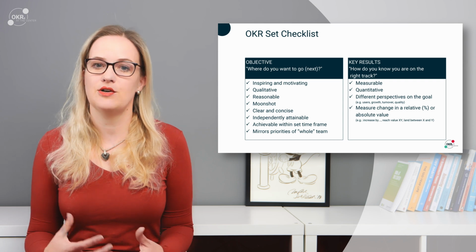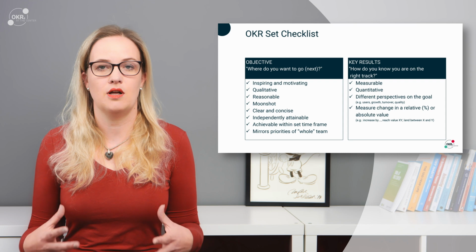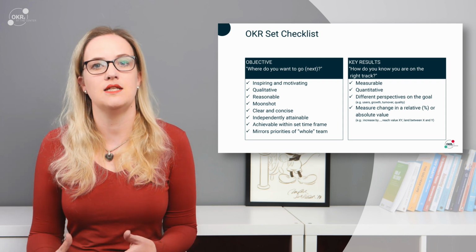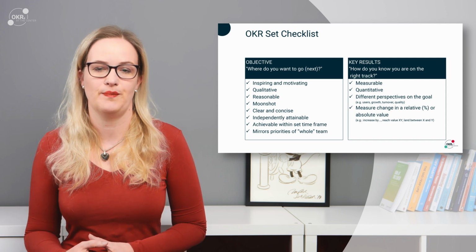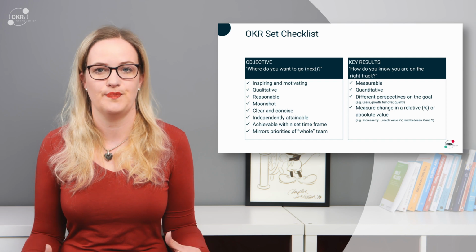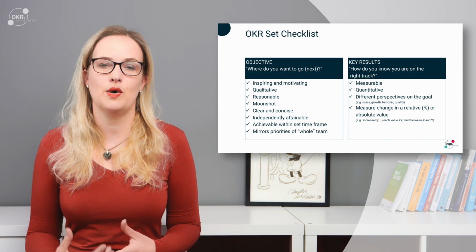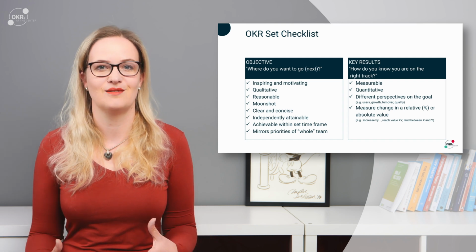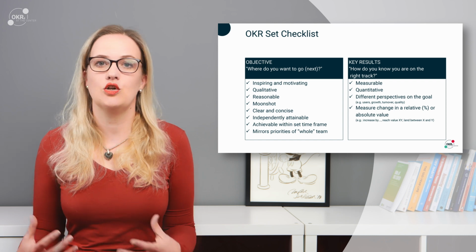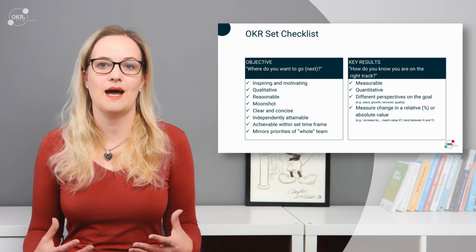It should be set clear and concise. It should be independently attainable, from all the people involved in achieving that goal, and it should be achievable within the set time frame. And it should, of course, mirror the priorities of the whole team. On the other hand, the key results, they tell you how you know whether you are on the right track or not. They are clearly measurable, they are quantitative, they look at the goal from different perspectives, and they measure a change in a relative or absolute value.